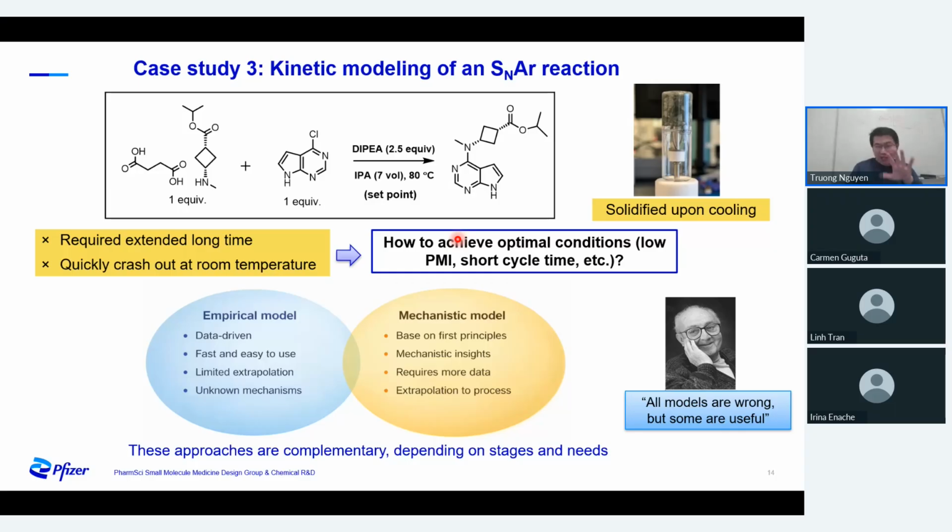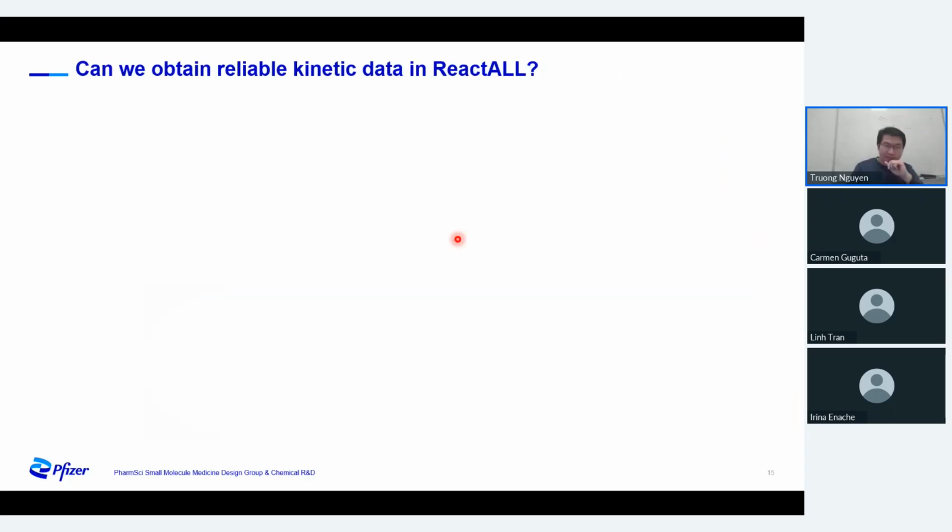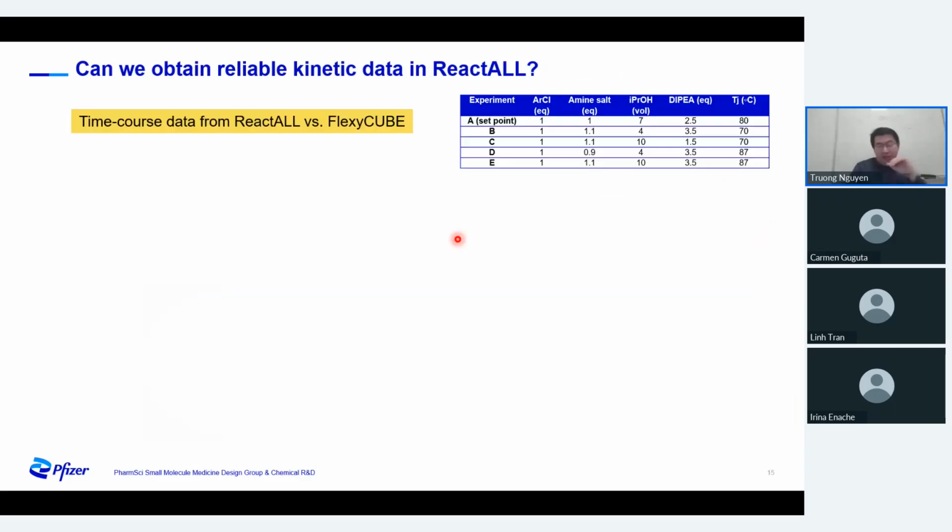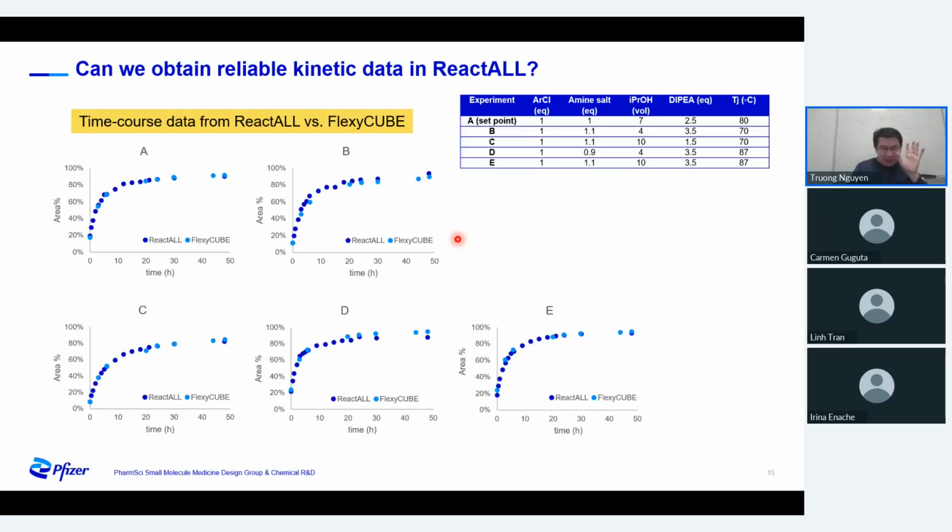With that, we need to answer the first question: whether the reactor can handle such poor physical properties. To do that, we have previous data in batch, and we select 5 reaction conditions with different temperature and reaction concentration, and then we repeat the same reaction conditions in the reactor.